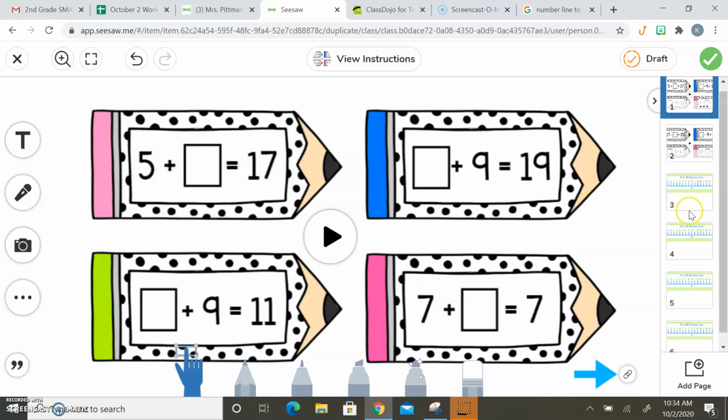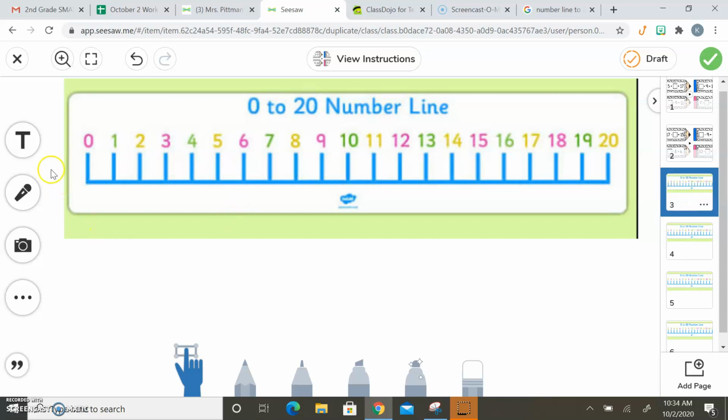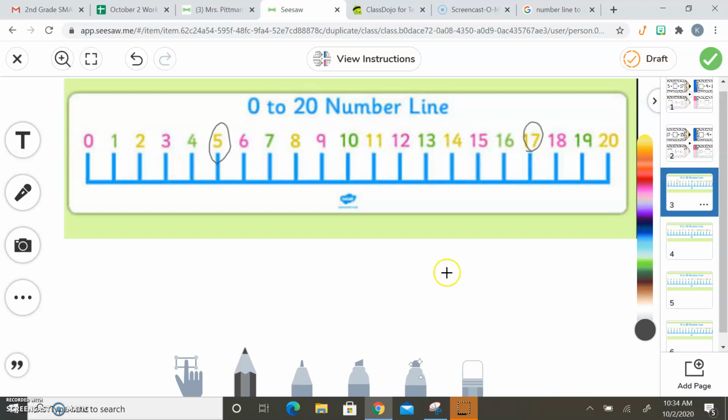So if I were to use my number line, I could use my tools and say, okay, I know that I started with 5, so I could circle 5, and I added something until I got to 17. So what I want to do is figure out how many it took to get from 5 to 17. So that's when I could make my jumps.